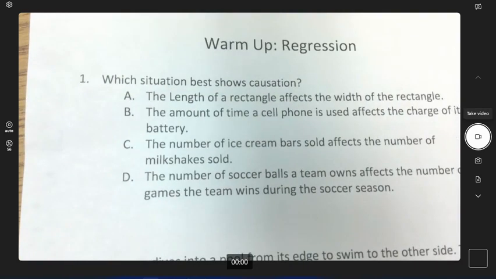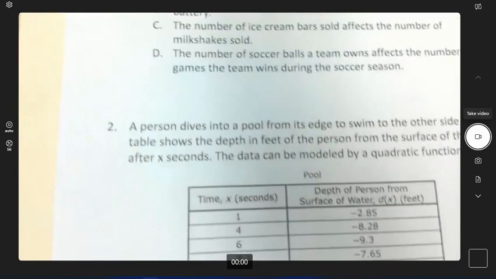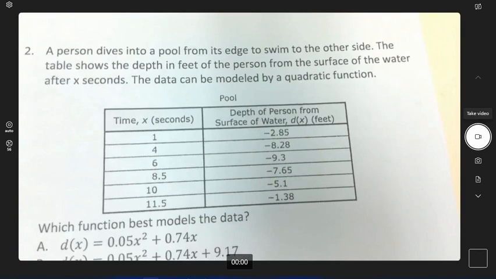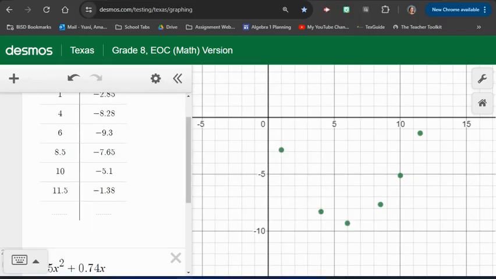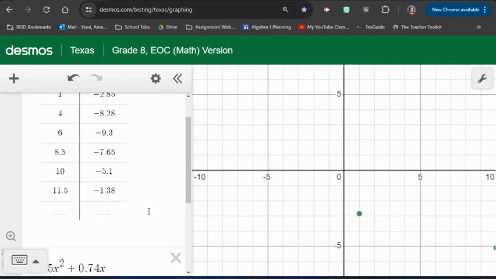For our warm-up, we are looking at causation, so that means cause and effect. For number 2, it's looking at a graph that models the data. So the best thing to do on this one is put it into Desmos. And this is how it'll look.